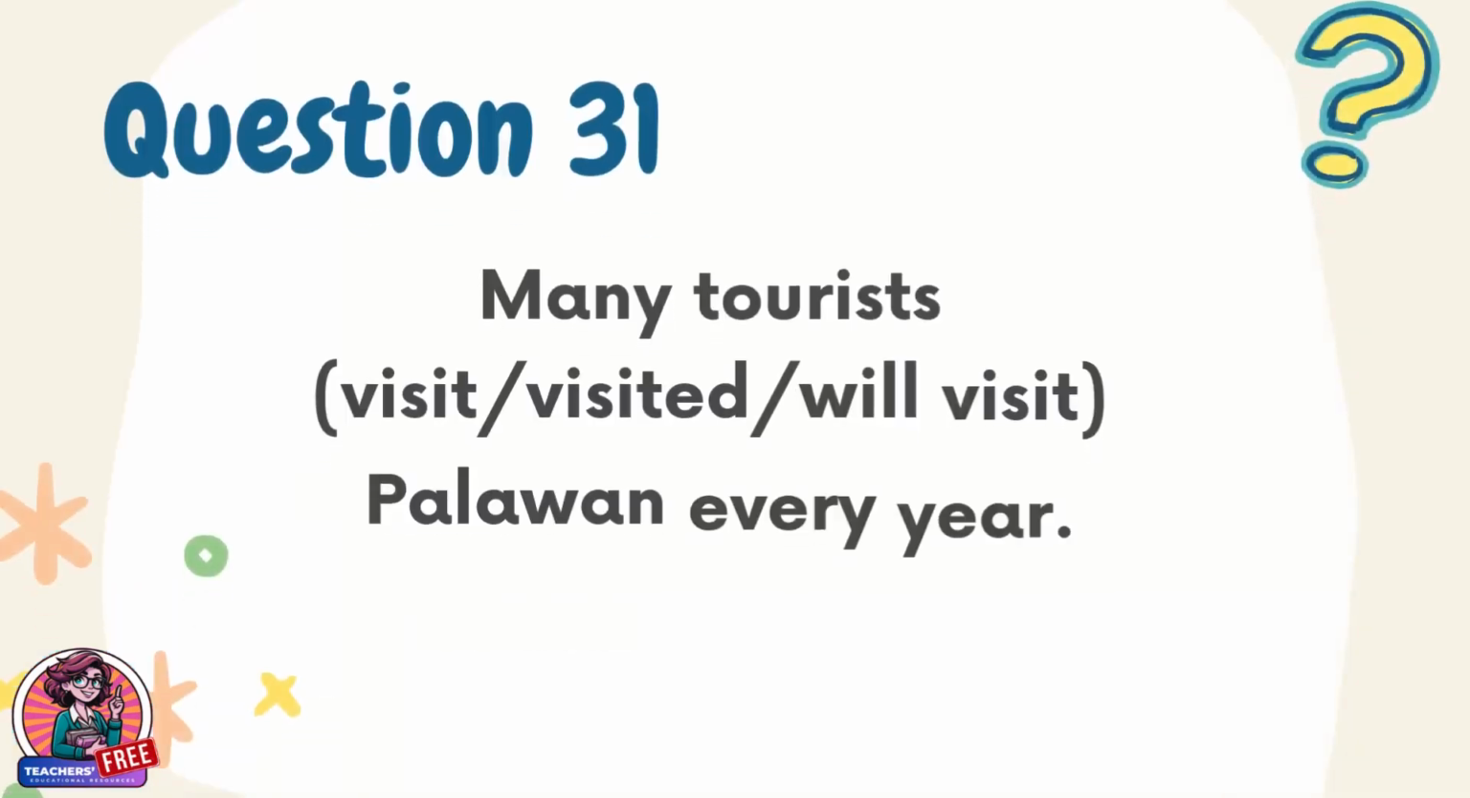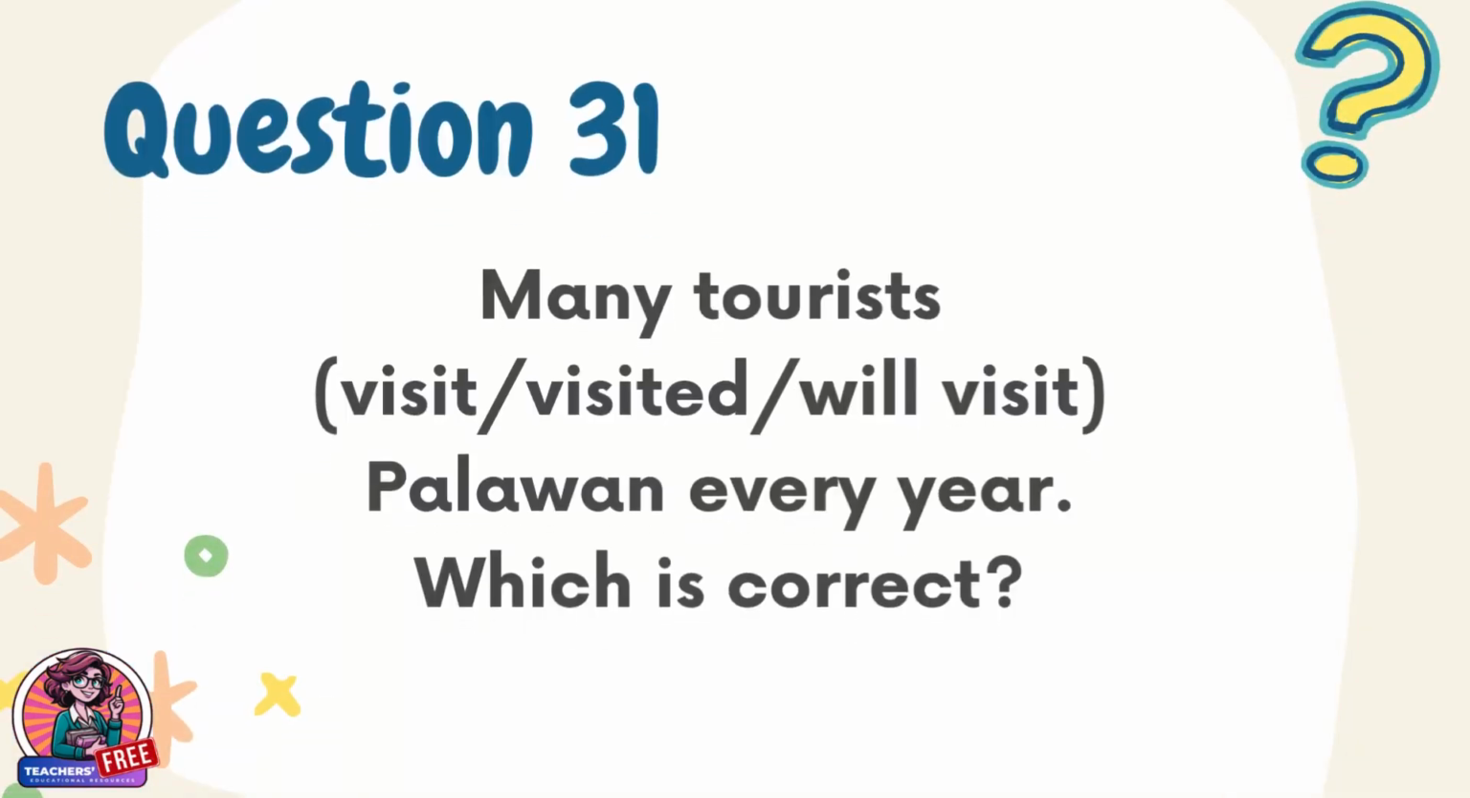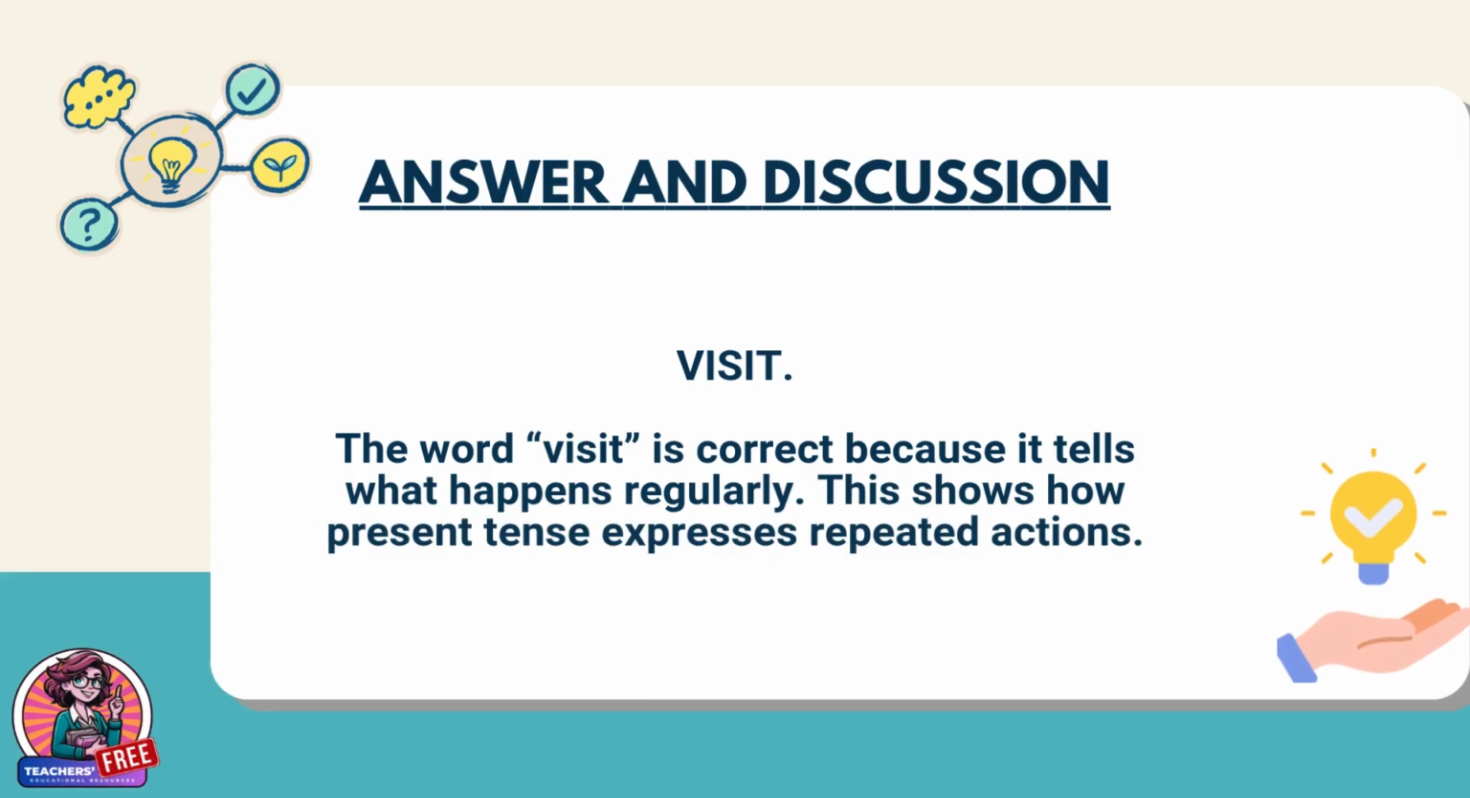Question 31. Many tourists visit, visited, will visit Palawan every year. Which is correct? Answer: visit. The word visit is correct because it tells what happens regularly. This shows how present tense expresses repeated actions.